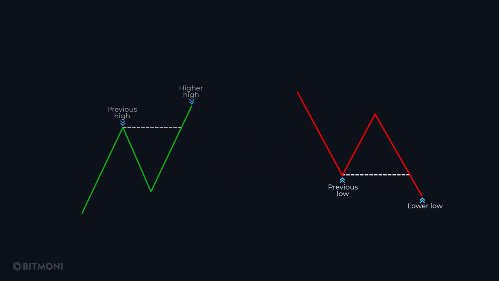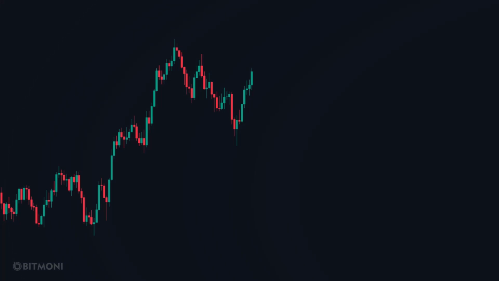Now, a break of structure happens in an uptrend when price breaks above a previous high and makes a new higher high. While in a downtrend, a break of structure forms when price breaks below a previous low to form a new lower low. Recognizing these shifts in structure is the first crucial step in executing the strategy effectively. Now that you understand what a break of structure means, let's apply it to a real chart example. In this chart, we can observe that the price is consistently making higher highs and higher lows, which signals an uptrend.